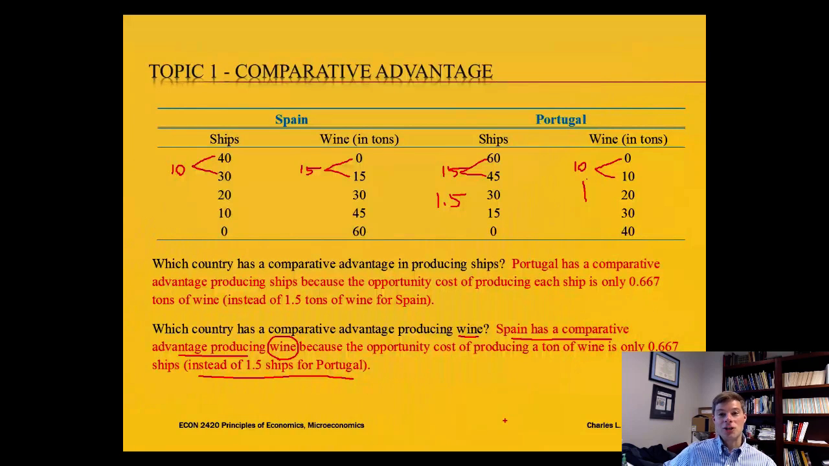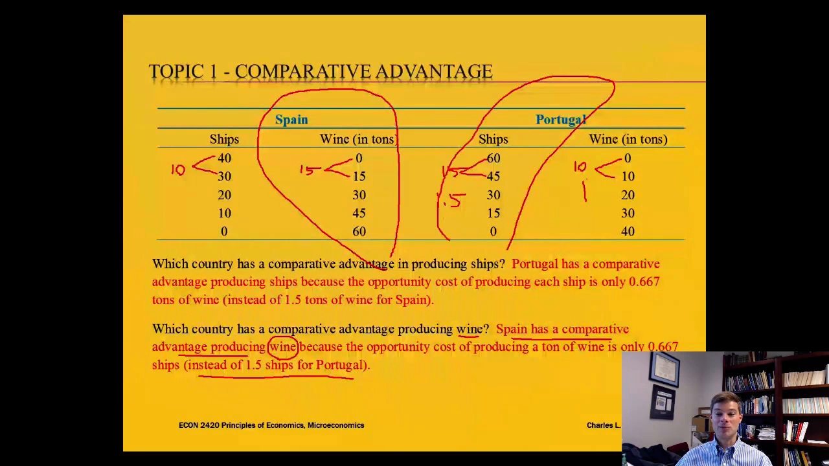This is going to suggest for us in just a moment that with specialization, Spain should be the one producing the wine because it can do it at lower opportunity cost, and Portugal should be the one producing the ships because they can produce ships at lower opportunity cost.